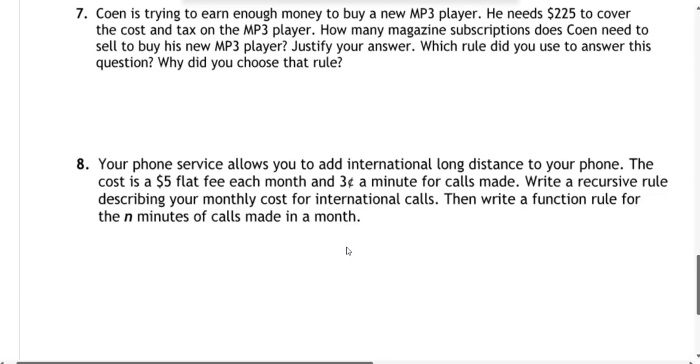All right. Cohen is trying to earn enough money to buy a new MP3 player. He needs $225 to cover the cost and tax on the MP3 player. How many magazine subscriptions does Cohen need to sell to buy his new MP3 player? Justify your answer. Which rule did you use to answer this question, and why did you choose that rule?